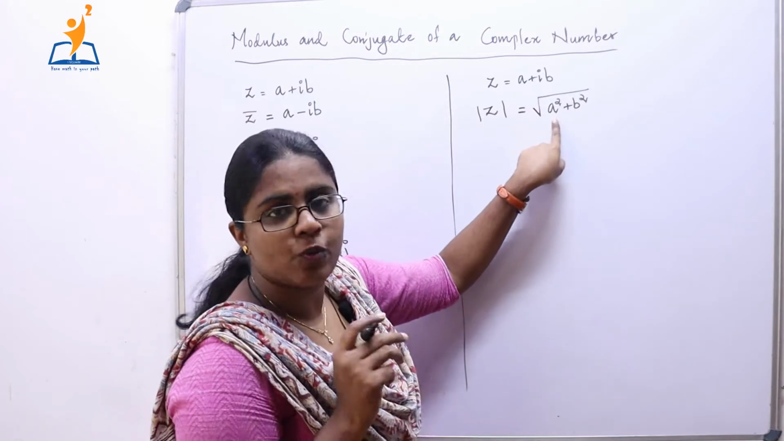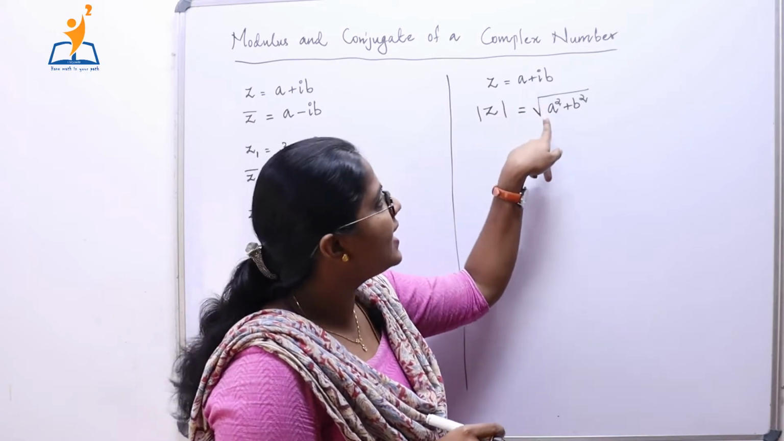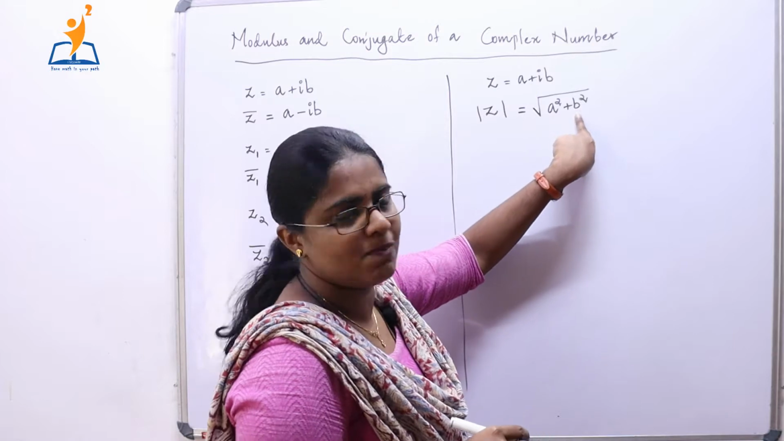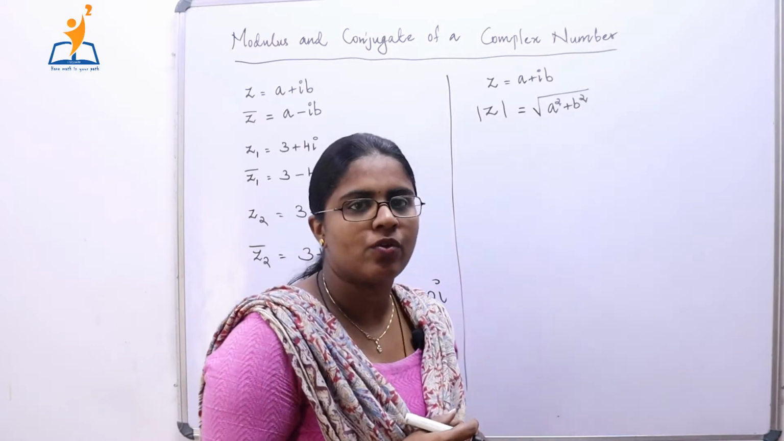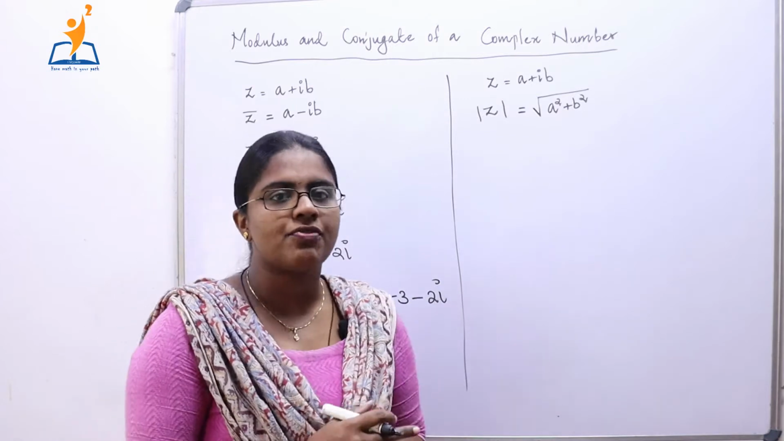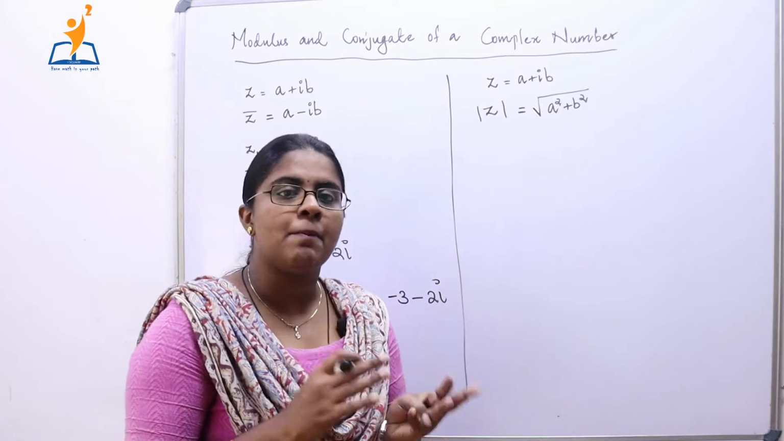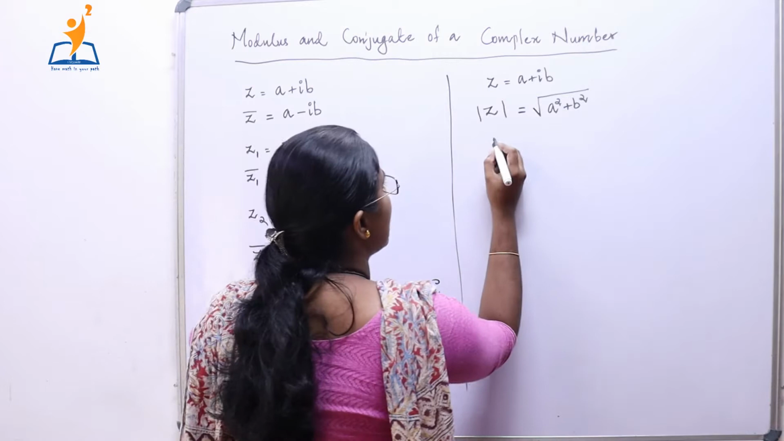The square of real part is a square, because here we have the real part a and the square is a square. Again imaginary part is b, its square is b square, and we have added them and taken the square root of the sum. So modulus of any complex number is square root of sum of squares of its real part and imaginary part. So let's do an example.